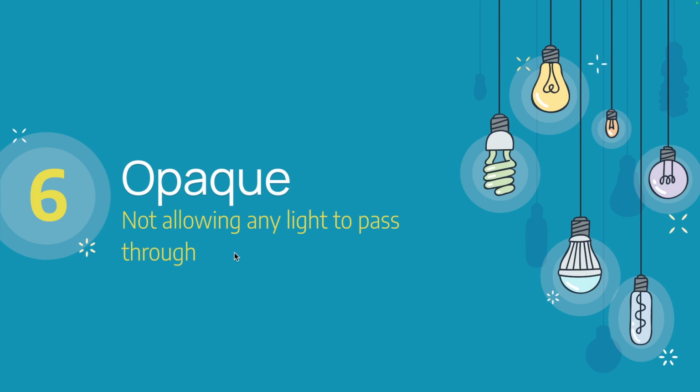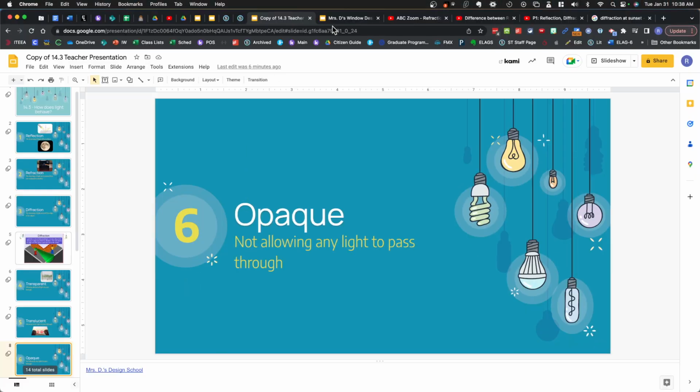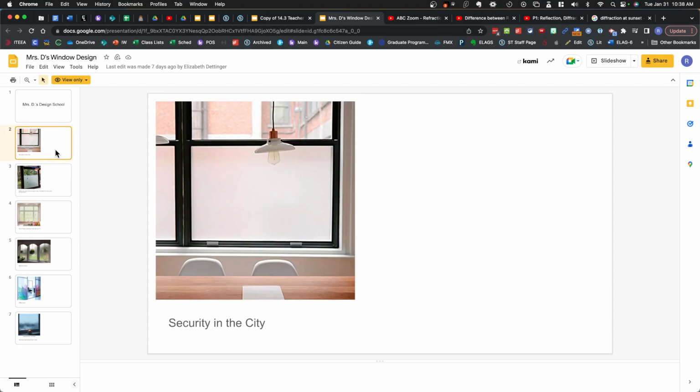And then the last one, opaque, with a K sound at the end, means not allowing any light to pass through. Since no light can pass through an opaque object, there are a lot of these. We're opaque. The walls are opaque. The ceiling is opaque, at least as long as it's not glass. Lots of things like your desk are opaque. They just don't allow any light to pass through. So let's quickly take a look at a presentation with some different examples.